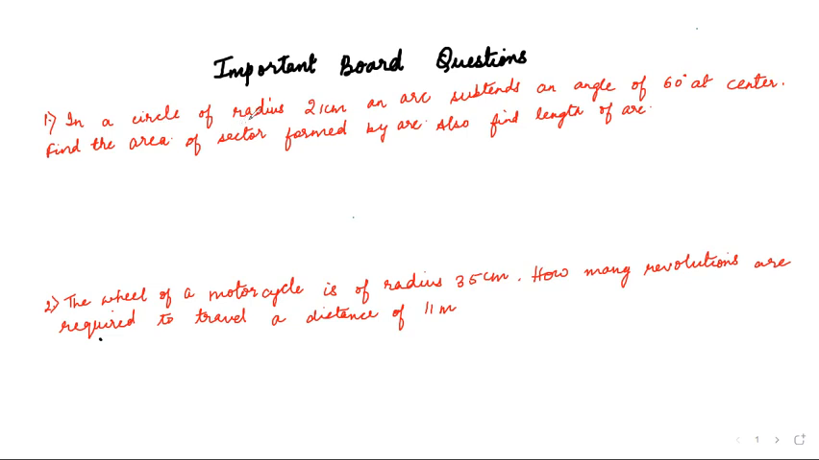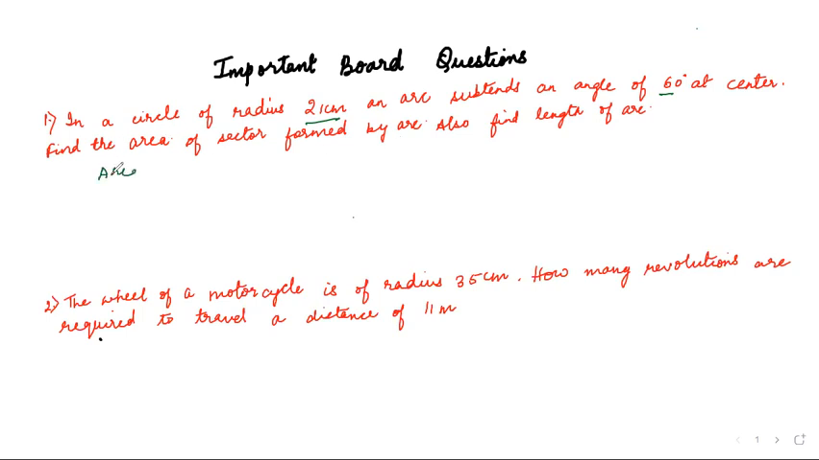In a circle of radius 21 centimeter, an arc subtends an angle of 60 degrees at the center. So the angle is given, the radius is given. Find the area of the sector formed by the arc. Also find the length of the arc. So basically we need to find the area of the sector and the length of the arc.